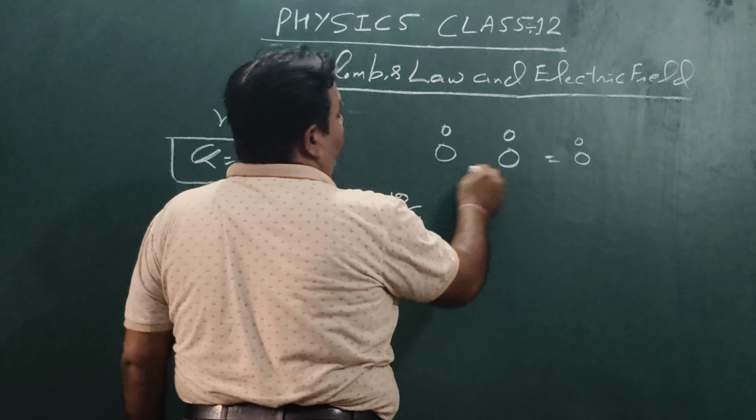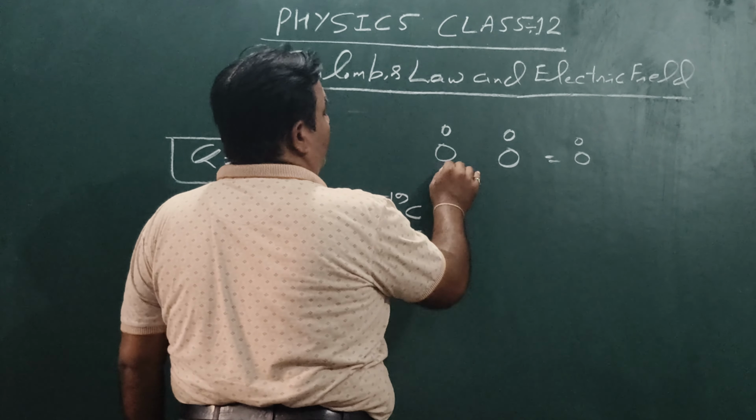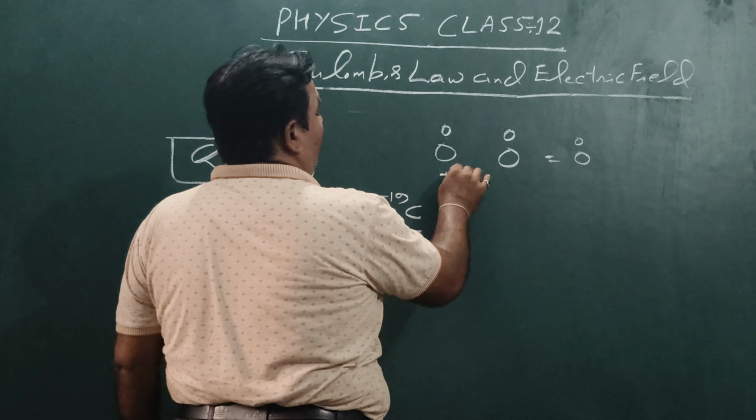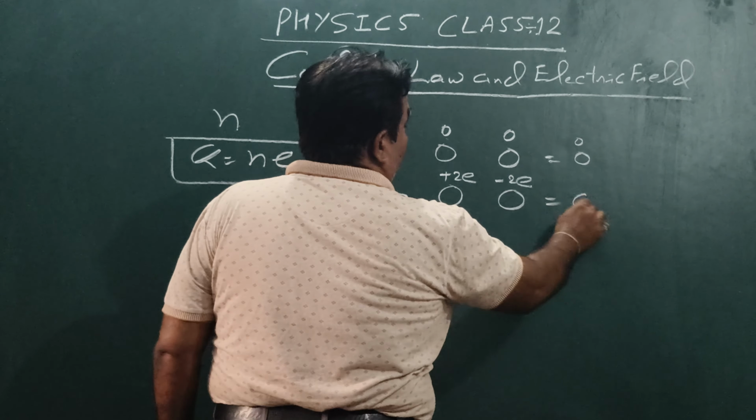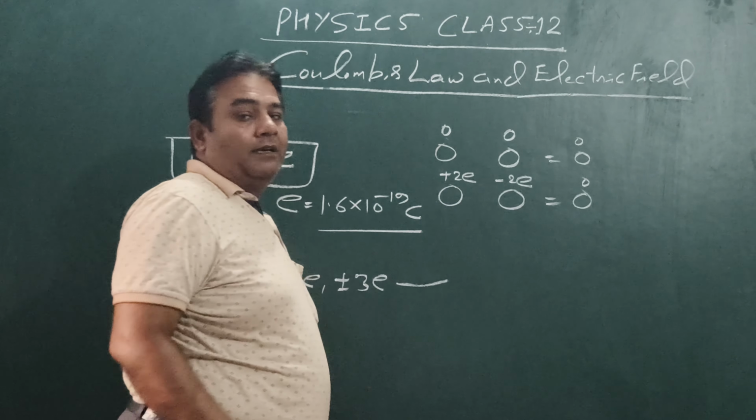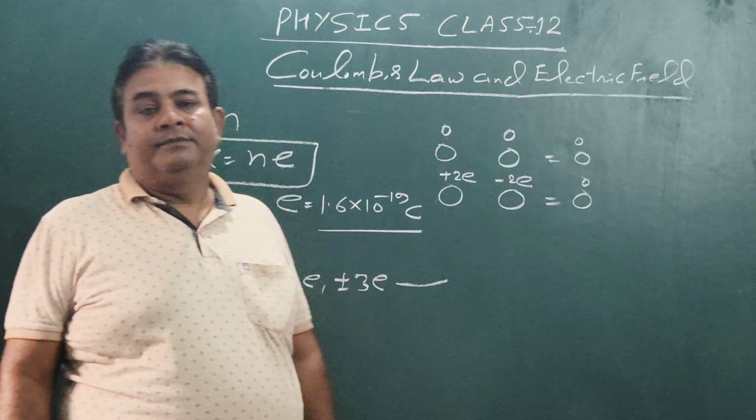But when we rub it, suppose two electrons are transferred from one substance to the other substance. The charge produced on this object is plus 2e and the charge produced on the other is minus 2e. So the net charge will also be 0. So charge can neither be produced nor be destroyed. The total charge of the system remains constant.